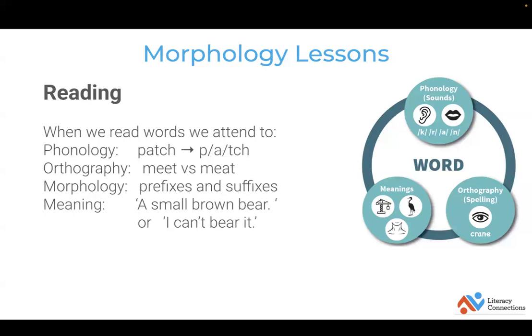So that's an example there of the word crane, that we're breaking it down to the sounds, so the k, r, a, n, and then the spelling, and then the meanings, because in a word like crane, we've got potentially three different meanings that we could be using with that word.